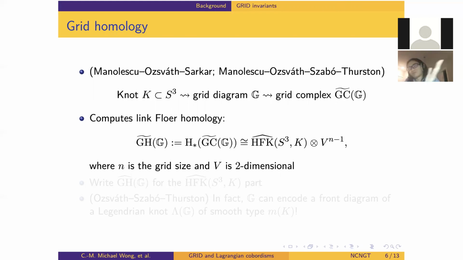Now, if you account for the tensor product, then the rest, the HFK hat part, is an invariant of the knot. And so we write GH hat for that part. And that is a knot invariant.